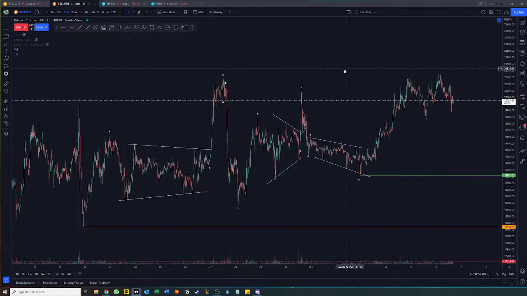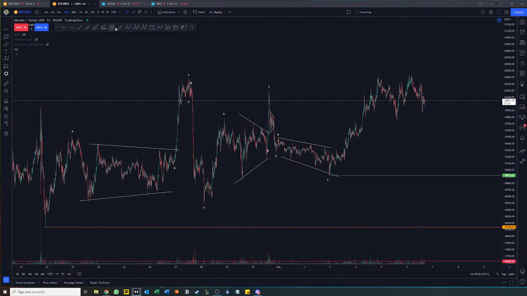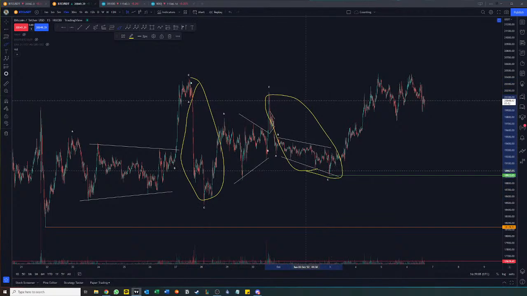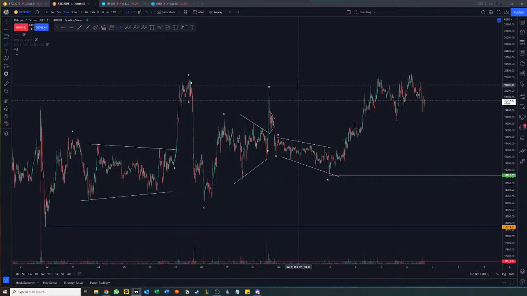So what does that mean? It means that this was a correction wave and this was a correction wave. So if I look back, what are the choices? What could have happened? Obviously it looks like a very long sideways correction. It could be something like a triangle, like this.